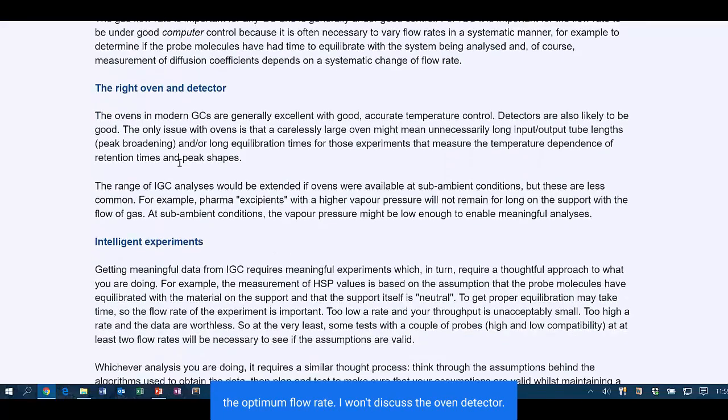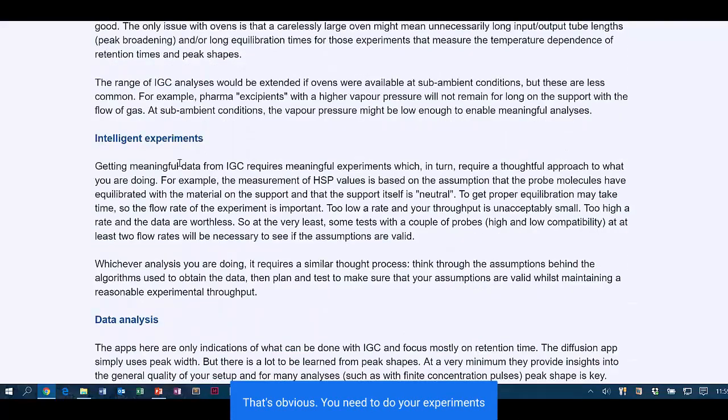I won't discuss the oven and detector, that's obvious. You need to do your experiments intelligently. As I hinted above, if you go too slowly, then you are using up valuable analysis time. If you go too quickly, you are not getting proper equilibration. So you need an intelligent understanding of how your probe is interacting with the support to know whether you've got the right flow rate.